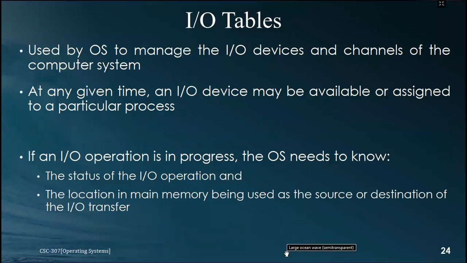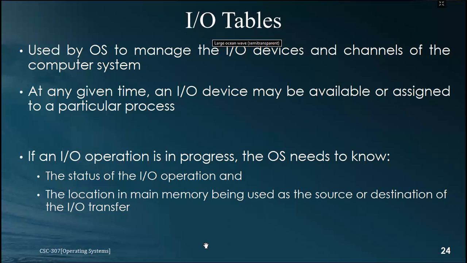And then the IO table. As you can guess from the name, the IO table manages all the IO devices and channels of the computer system. At any given time, an IO device may be available or assigned to a particular process. If an IO operation is in progress, the OS needs to know the status of the IO operation and the location in main memory being used as the source or destination of the IO transfer.